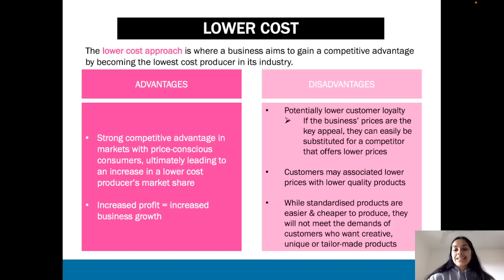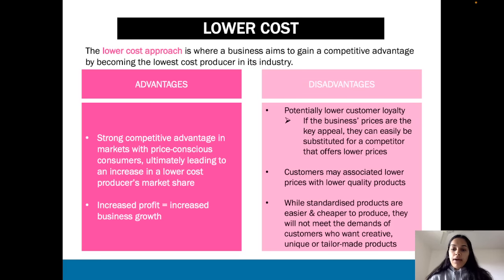However, a disadvantage is that there isn't that sense of customer loyalty, because there might be multiple businesses using the low-cost approach. And so as a price-conscious customer, you're not just going to go to one business. You're going to be going to the business that gives you the best deal. So you might go to one business to buy one thing, but the next time you see that the other business offers it at a much cheaper price, and so you're going to go to that business. They can easily be substituted for a competitor that offers lower prices.